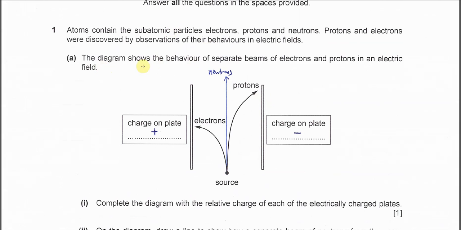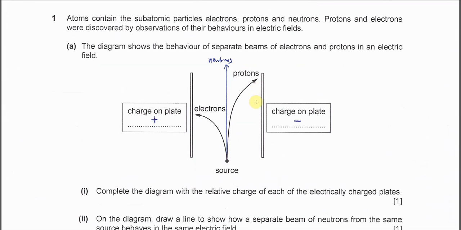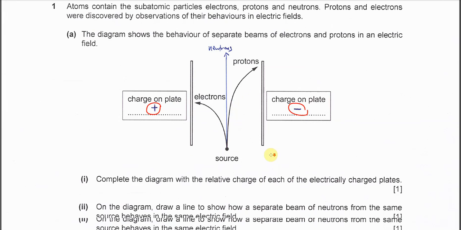Part A. The diagram shows behavior of separate beams of electrons and protons in the electric field. Part 1. Complete the diagram with the relative charge on the plate. Okay, so we know that electron is negative charge, it will attract to positive charge plate. So here is positive. And proton is positive charge, it will attract to the negative charge plate. So here is negative.